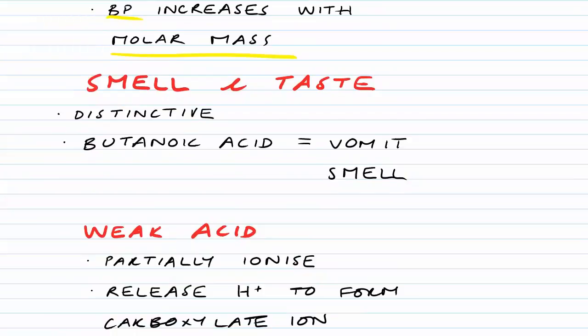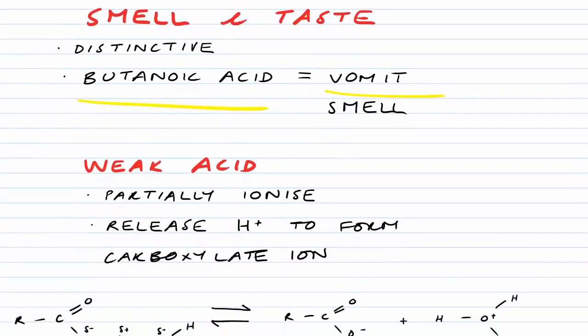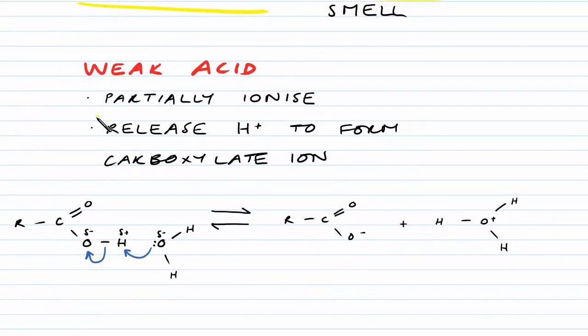So our carboxylic acids also have a distinctive smell and taste. One of the most interesting ones is butanoic acid, which has a distinct vomit smell. Now, they're also a weak acid. They partially ionize. They release hydrogen ions to form a carboxylate ion, and you can see that over here. Remember, it's only a weak acid, so it's a reversible reaction.